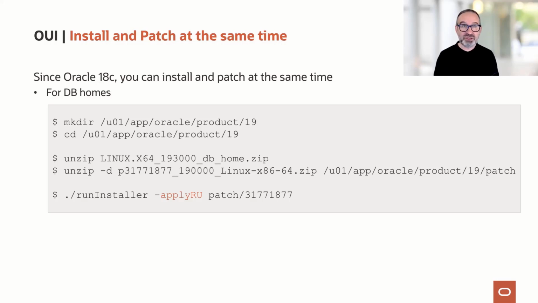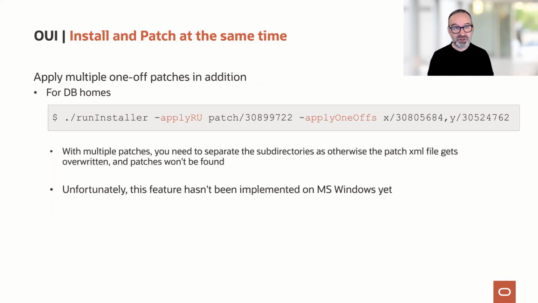Because you can't just apply an RU. You can also apply one-off patches at the same round. So you can tell the installer to apply the RU. And you see here also -applyOneOffs. So for instance, in 19.10, we have that issue with DBMS_OPTIM_BUNDLE, where you can't enable the 19.10 optimizer fixes. So you need a patch for that. And if you want to install this all in one pass, you can do that quite easily.